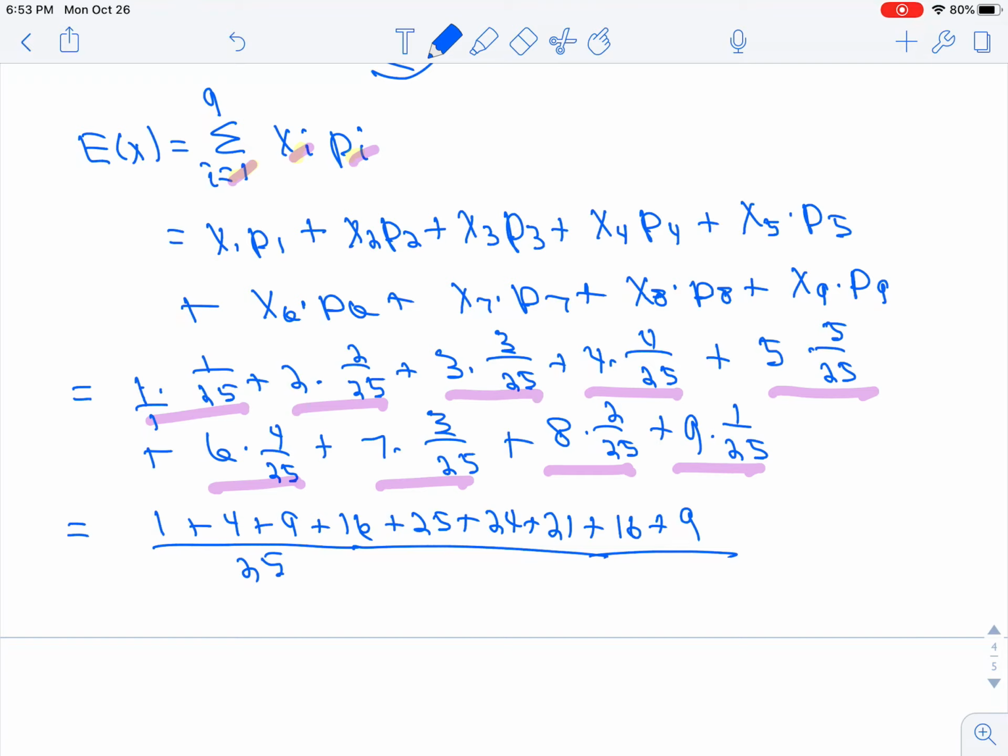So now we need to add those up. So when I add those up, I end up with 5 plus 9 is 14, 30, 55. If I add this, I get 79. I get 80 plus 20 is 100, 116, 125. So I get 125 divided by 25, which is 5. And that's my expected value of x, or what we call the mean value.